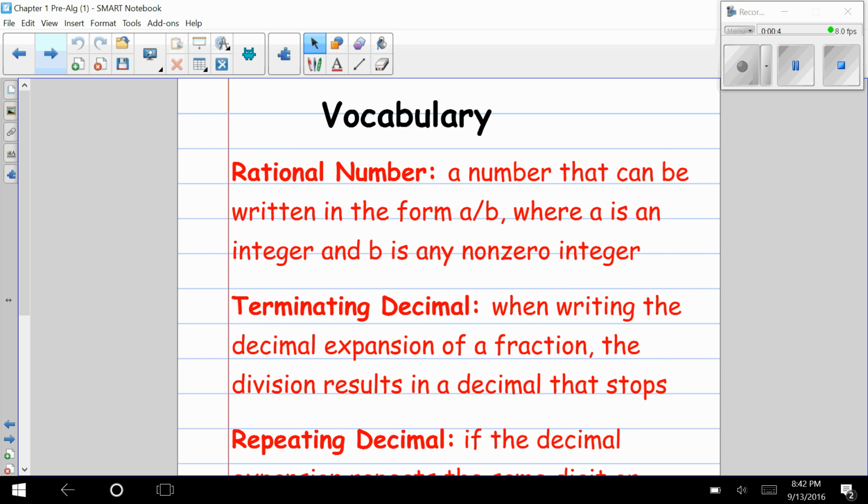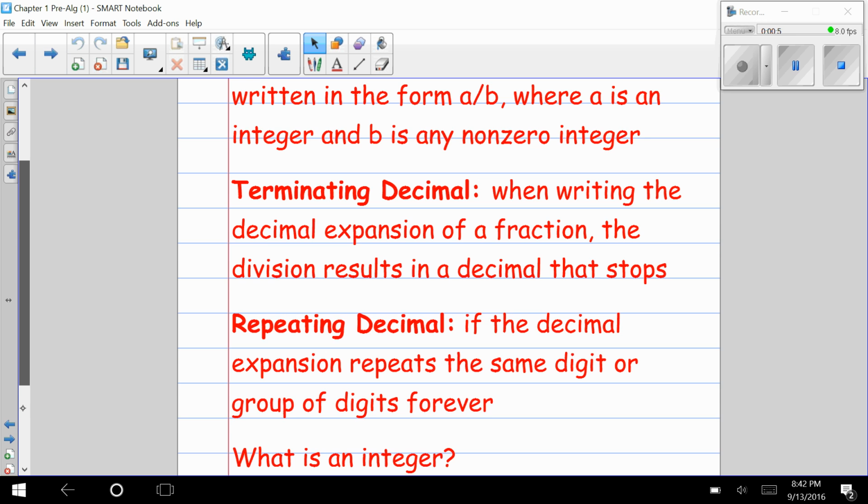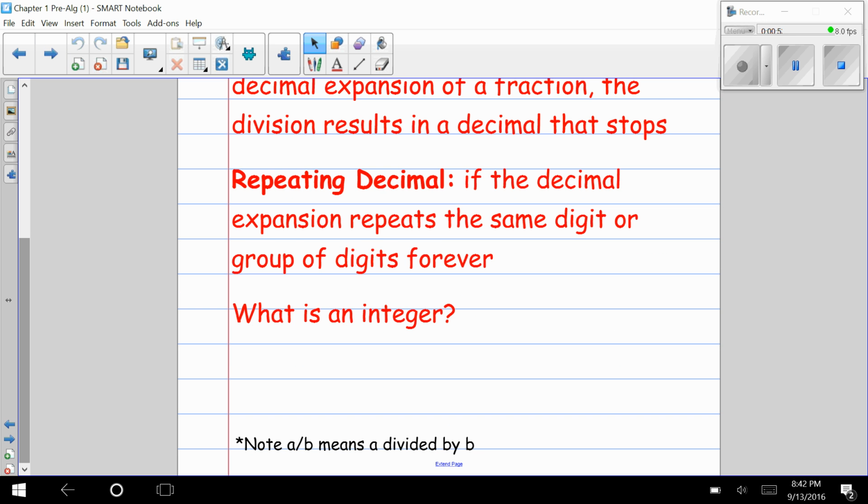A terminating decimal is when writing the decimal expansion of a fraction, the division results in a decimal that stops. This just means it's a decimal that stops. A repeating decimal is if the decimal expansion repeats the same digit or group of digits forever. So it just repeats on and on and on.